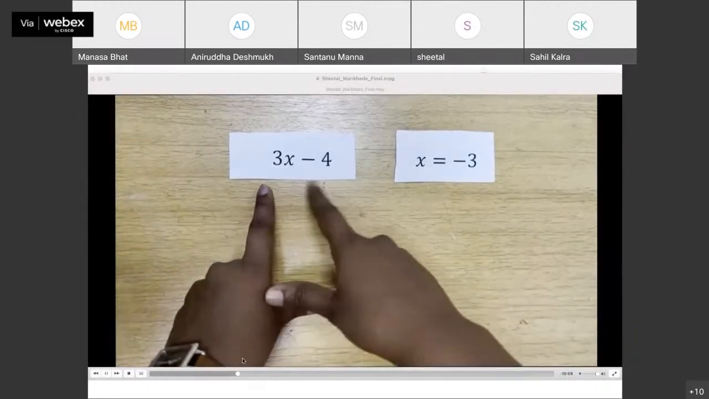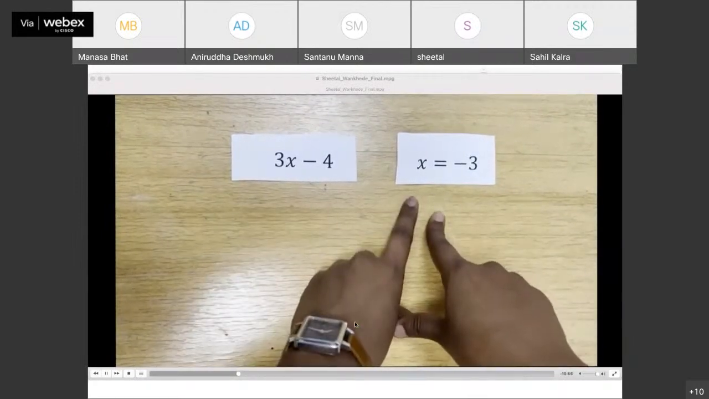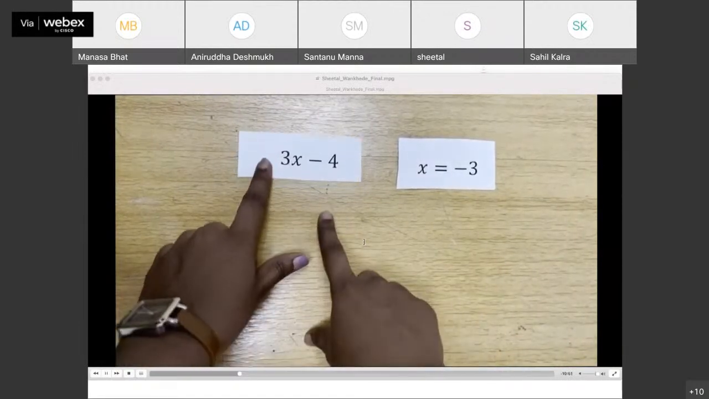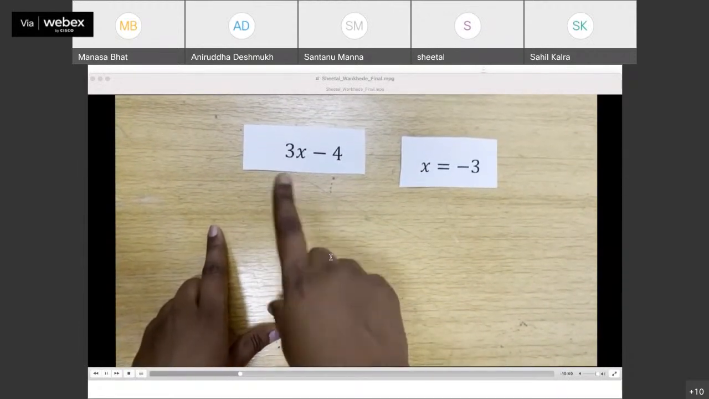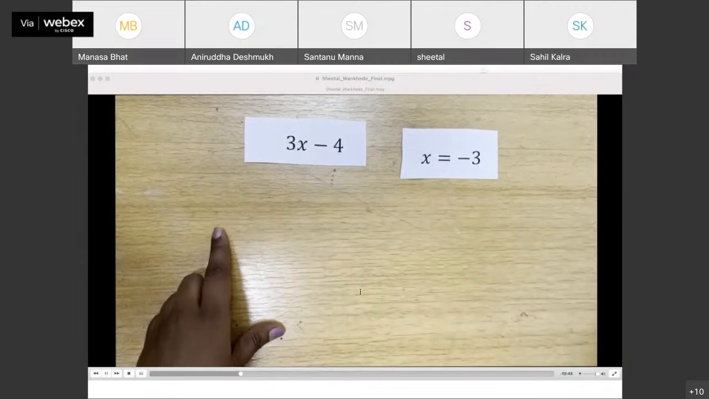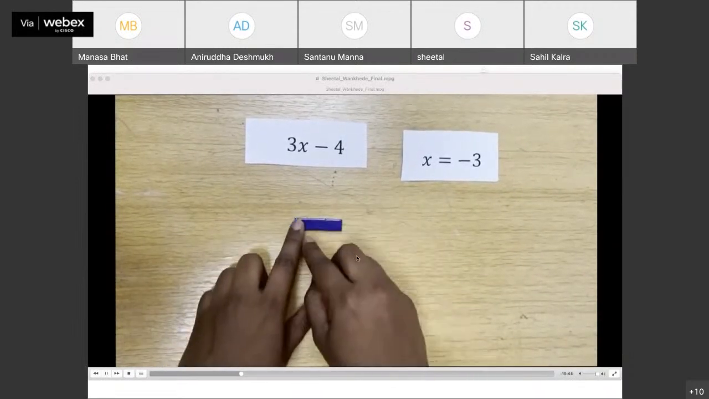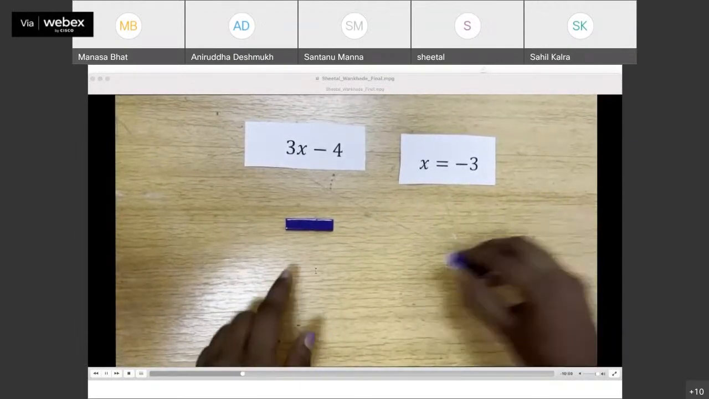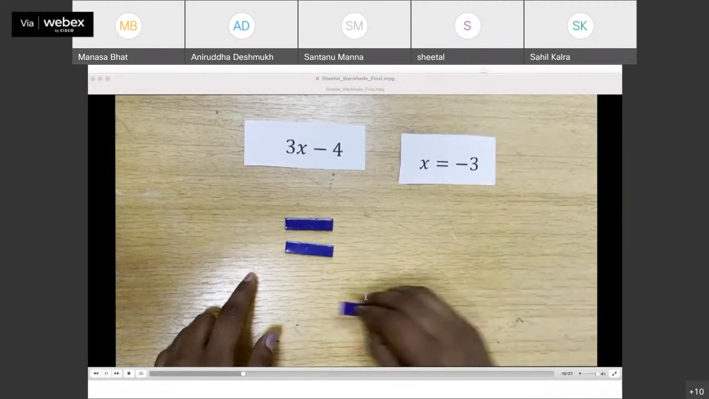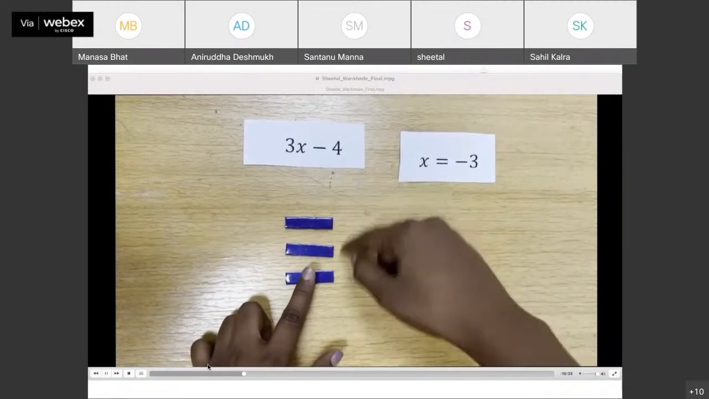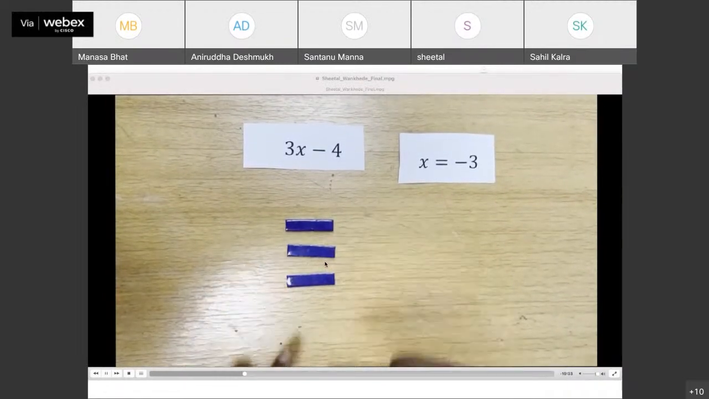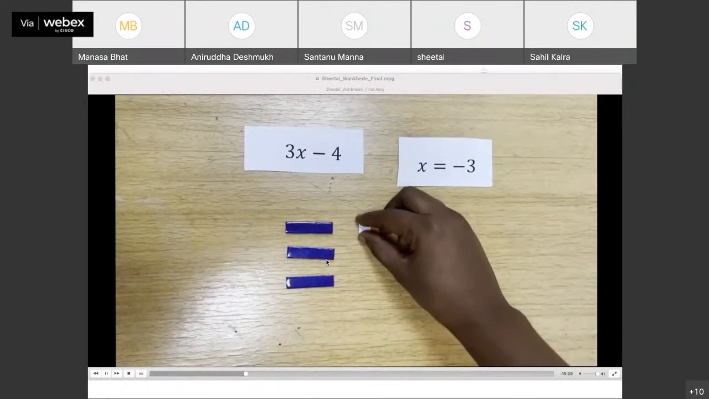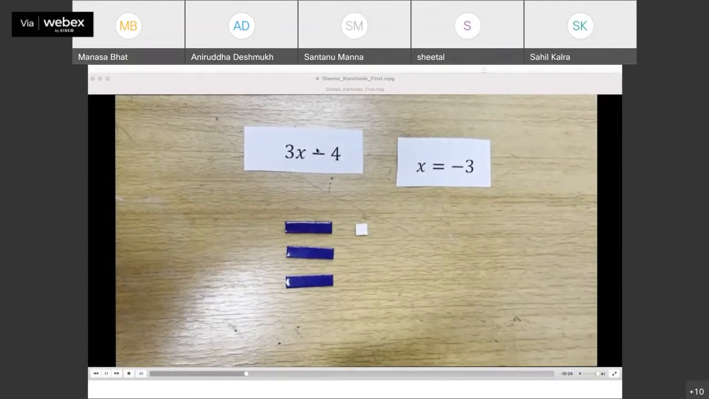Let's see how to find the value of this expression at x equal to minus 3. This is called substitution. First we are going to make this expression 3x minus 4. For that we are going to use these tiles of x. We need 3x, that means 3 times x. So this 1x, 2x, 3x. That makes your 3x. Now we need minus 4. That means this represents your minus 1. So 4 times minus 1 gives you minus 4.